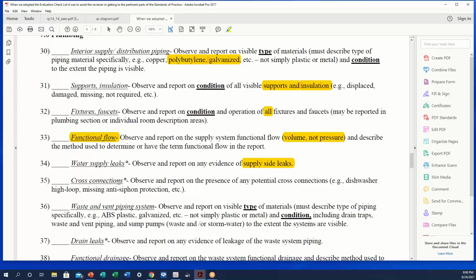Okay, cross connections. It has an asterisk, but I'm telling you, every dishwasher ever built has this thing built in, but you can't see it. So we get to write it up. It gives us something to do. There's no high loop or missing anti-siphon. You know, they used to have all these little anti-siphon things built on the sink. The thing would back up and then make a mess all over the kitchen. Yeah. It would back up everywhere.